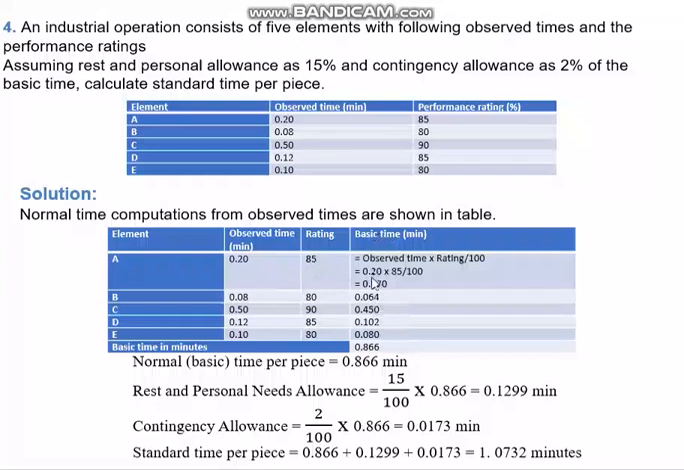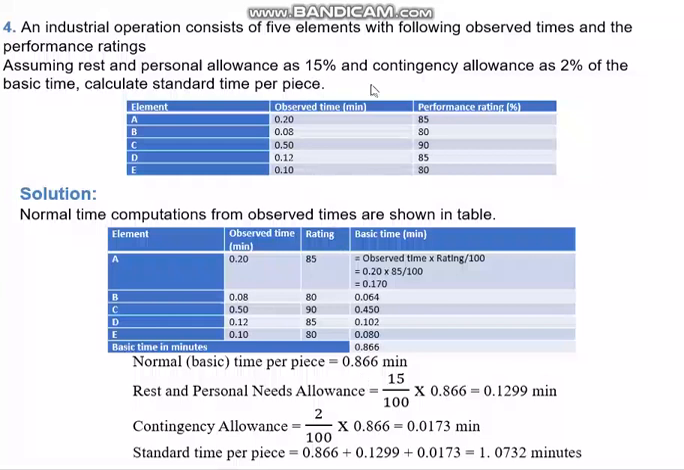You have to calculate the total basic time, the basic time in minutes. Finally you are arriving at 0.866 minutes, that is less than 1 minute. See, now the normal time or the basic time per piece is this much, 0.866. These are the observed times, these are the basic times, and this is the total of the basic time.